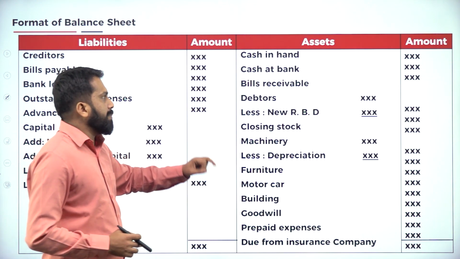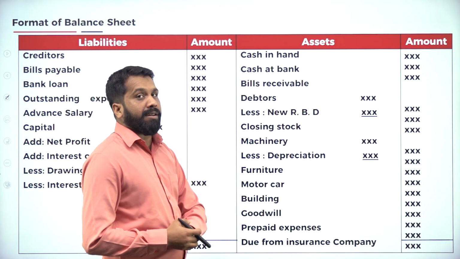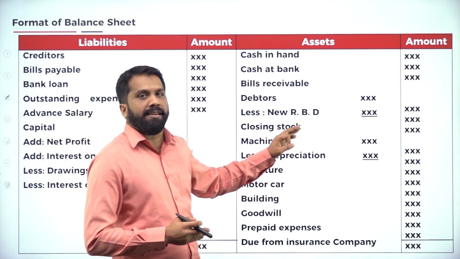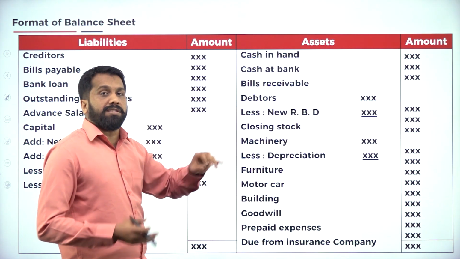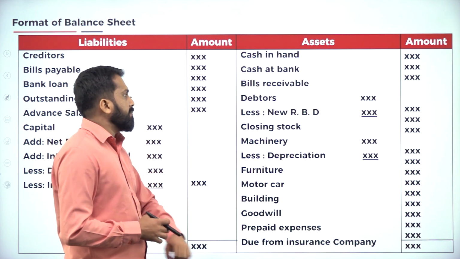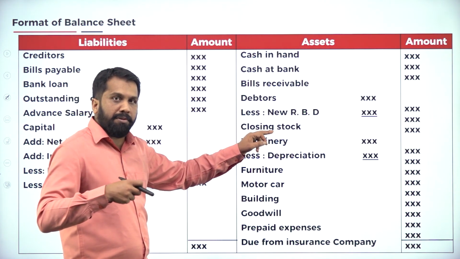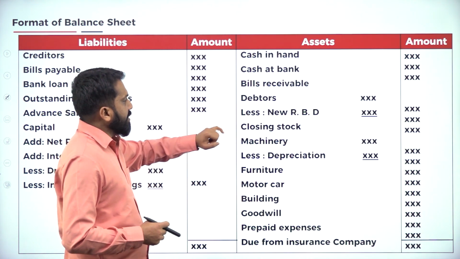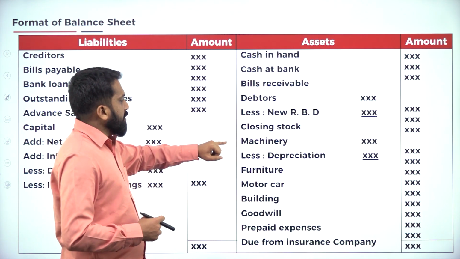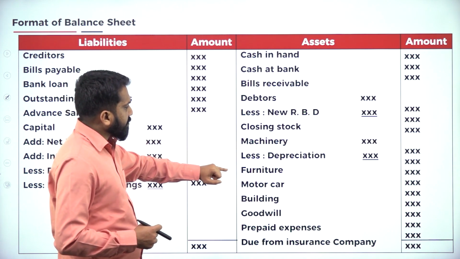I'll give you an example. Cash is a benefit or not? Benefit. We'll write it under asset. Cash at bank, yes. Bills receivable means you have to collect from them. Debtors, you are supposed to collect. If there are any adjustments, we will minus. Closing stock, yes. Machinery, yes.